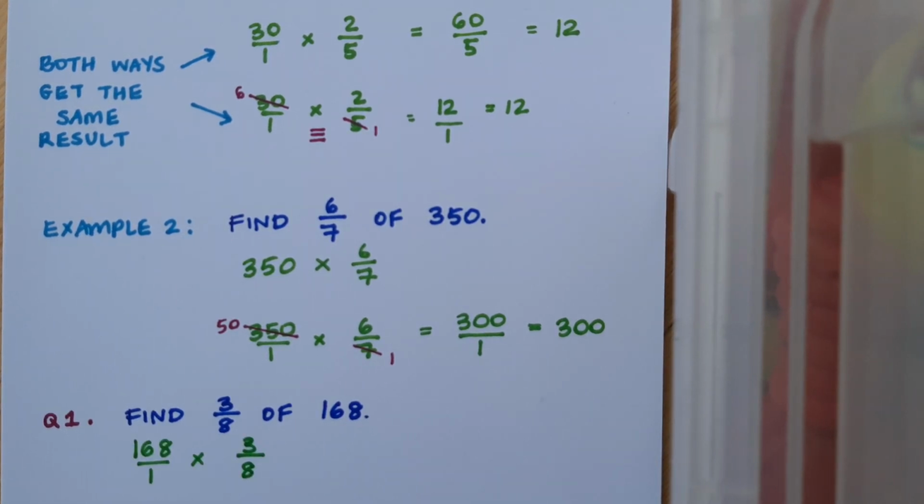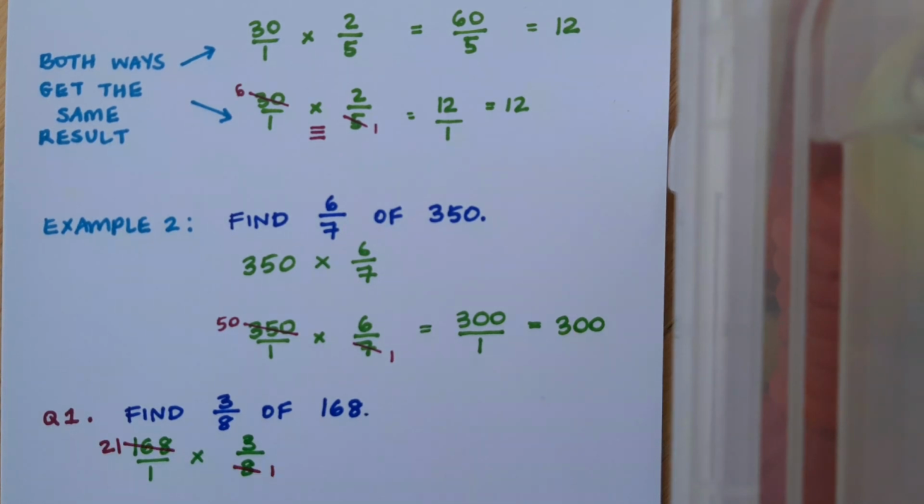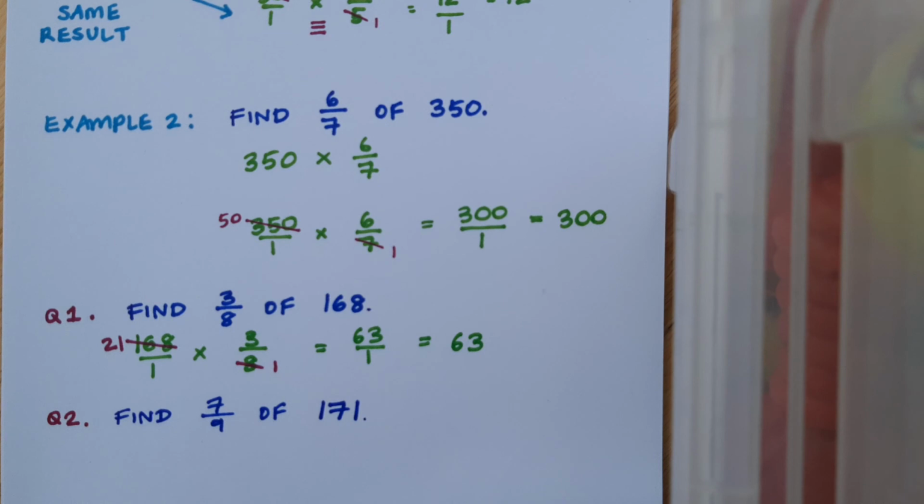Okay, so I'm writing down 168/1 times 3/8, and I'm going to see if I can do any cancelling. 8 will go into 168 21 times, and 8 will go into 8 once. And now I just need to multiply to get the answer. And I get 63/1, or just 63. Okay, here's the second question for you. Find 7/9 of 171. Pause the video here, do this yourself, and then play and check if you're correct.